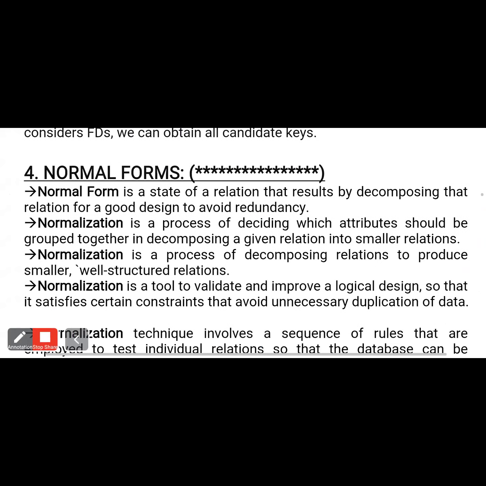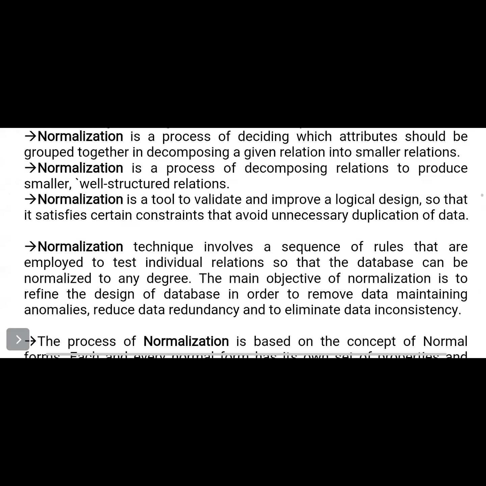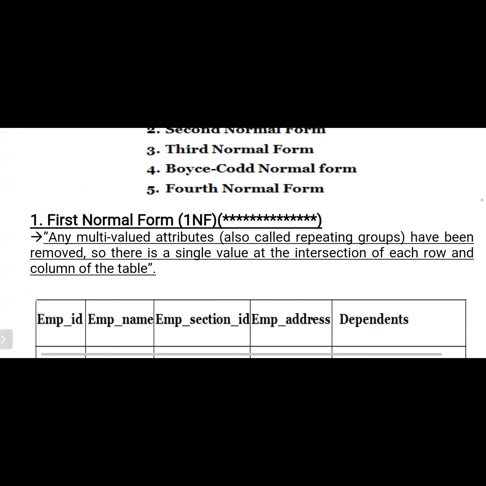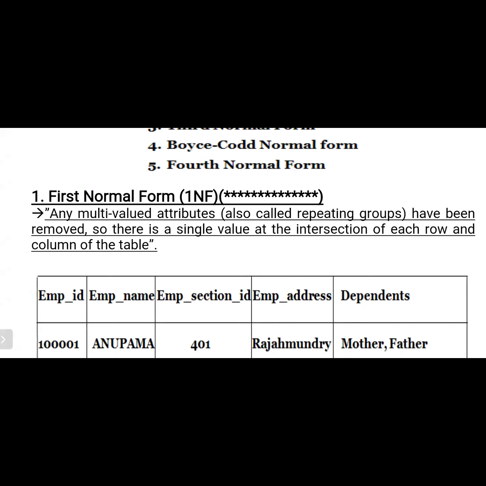Okay, so what is a normal form? What is normalization? I already explained this in the last class. First of all, let's discuss what the first normal form is. Any multi-valued attributes, also called repeating groups, have been removed. So there is a single value at the intersection of each row and column of the table. That means here we are not accepting multi-values.